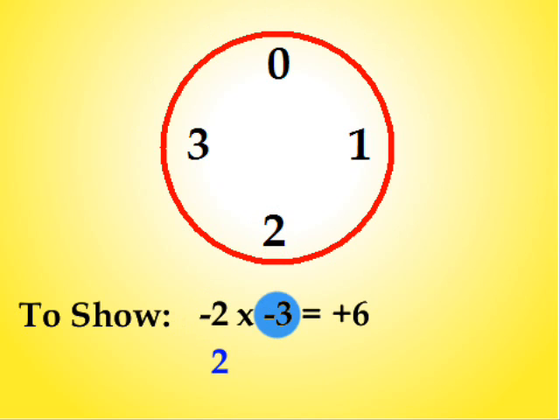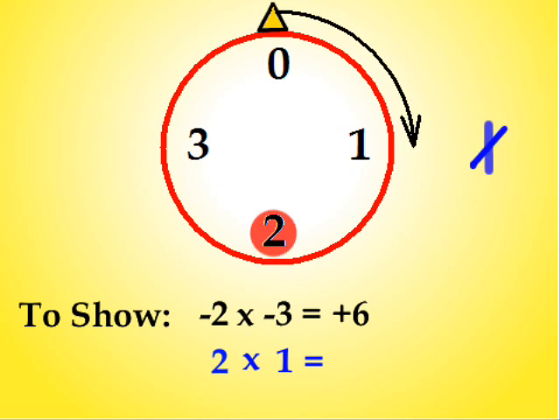We'll treat the -3 in the same way. Starting at 0, we'll move backwards in the negative direction, this time 3 steps. 1, 2, 3. And we can see that -3 points to the number 1 in that circle. So the sum -2 times -3 has become 2 times 1 in a 4 circle. It's no surprise that 2 times 1, meaning 1 lot of 2, comes to 2 in that circle.